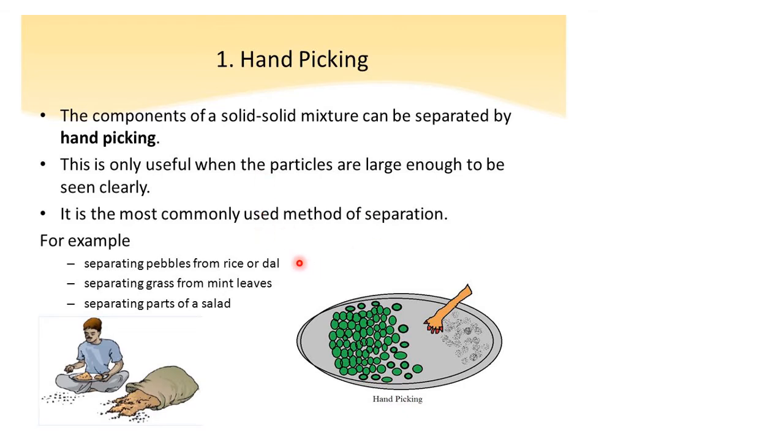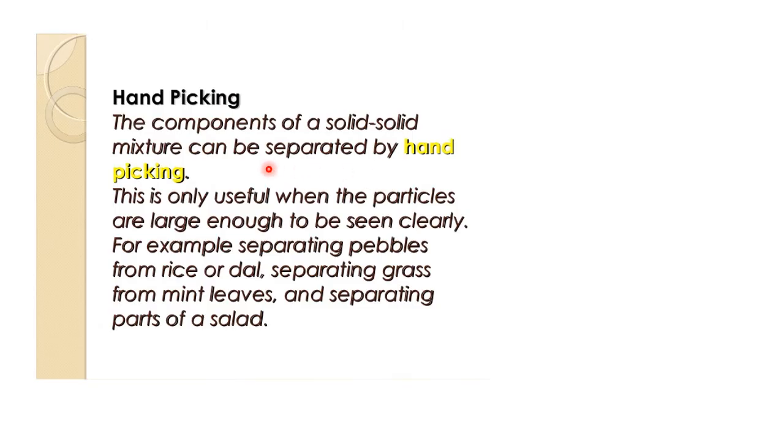For example, separating pebbles from rice and dal. You do this at your home also. Separating grass from mint leaves. In between the mint leaves, if there is some grass, you can remove it. Then next one is separating parts of a salad. In a salad you can see cucumber, carrot, radish, onion. If you want any specific item, you can select it by hand picking and separate it. Here also the same thing, we can separate it by our hand itself, and they are large enough to be seen.